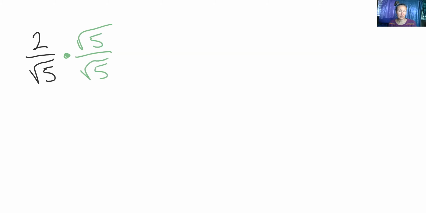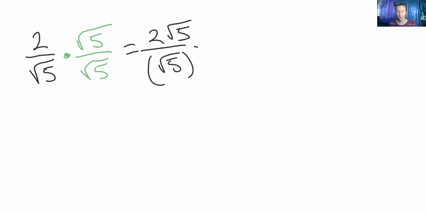So in our first example, we had that 2 over the square root of 5. And our goal here, remember, is to rationalize our denominator. So we don't want to change our fraction. We just want to rewrite it as an equivalent fraction that just looks a little different. So we're multiplying by this version of 1. And when we multiply straight across, the numerator now becomes 2 root 5, and the denominator is the square root of 5 squared, which we know is really just 5.